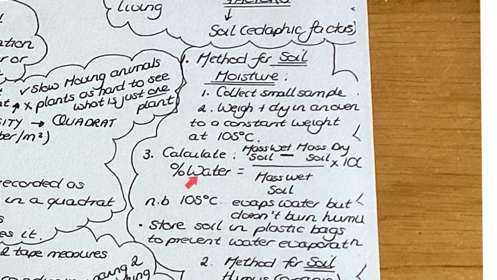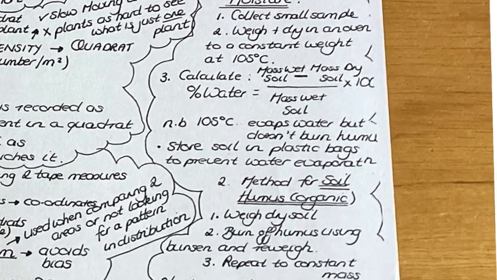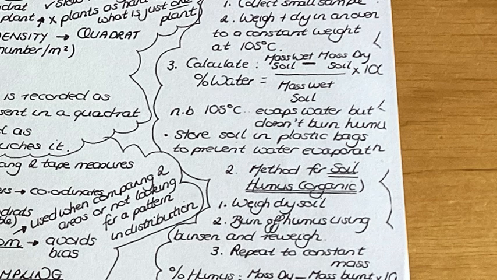So to work out the percentage water in that soil, it's the mass of the wet soil in the crucible minus the mass of the dry soil in the crucible. So the only difference between those two is the water that has evaporated. And then you would divide that by the mass of the wet soil, and you multiply that by 100. So just as I mentioned, 105 degrees C there, that will evaporate the water, but it will not burn the humus.